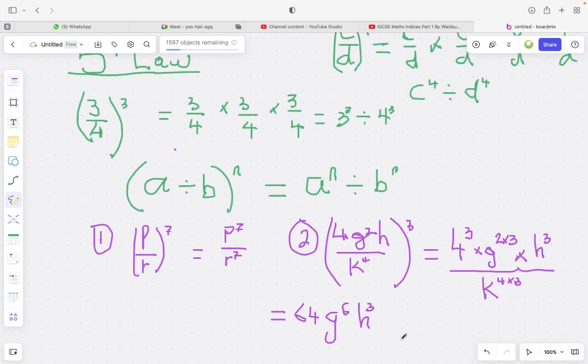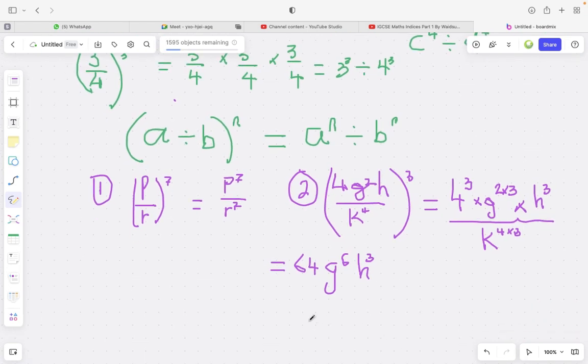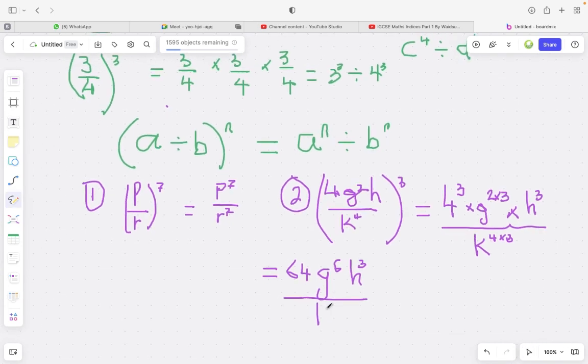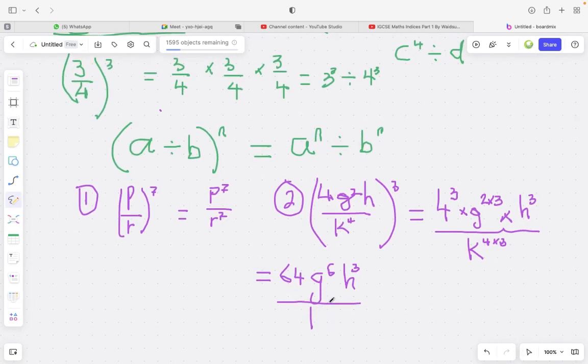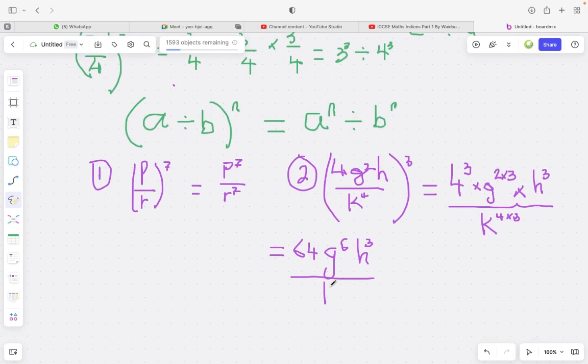And then for the denominator, we have only k to the power of 12. We now say all over k to the power of 12. Why is it k to the power of 12? Because 4 times 3 is 12. So here becomes k to the power of 12. So that's it. We've simplified this, or we have evaluated this. Is that okay? So that's that for this kind of case.